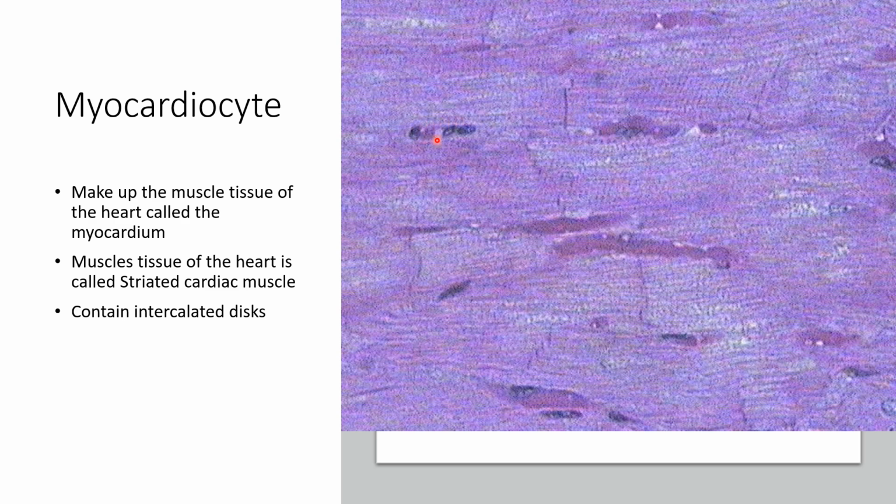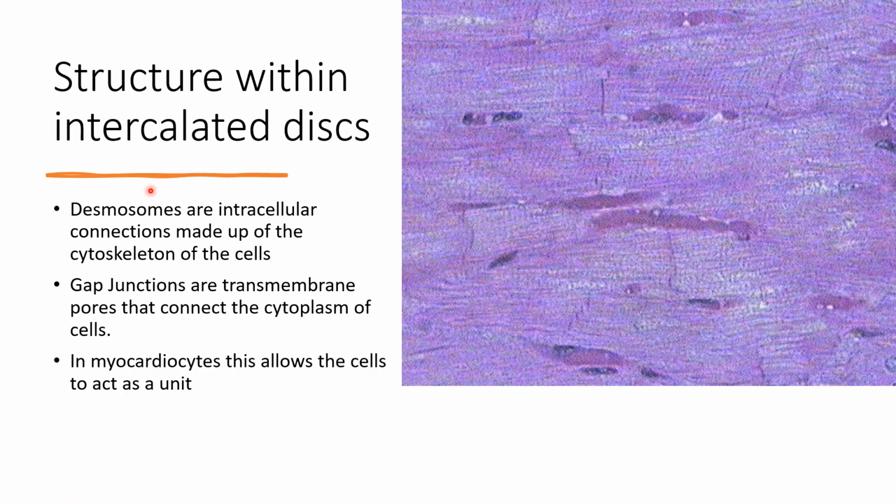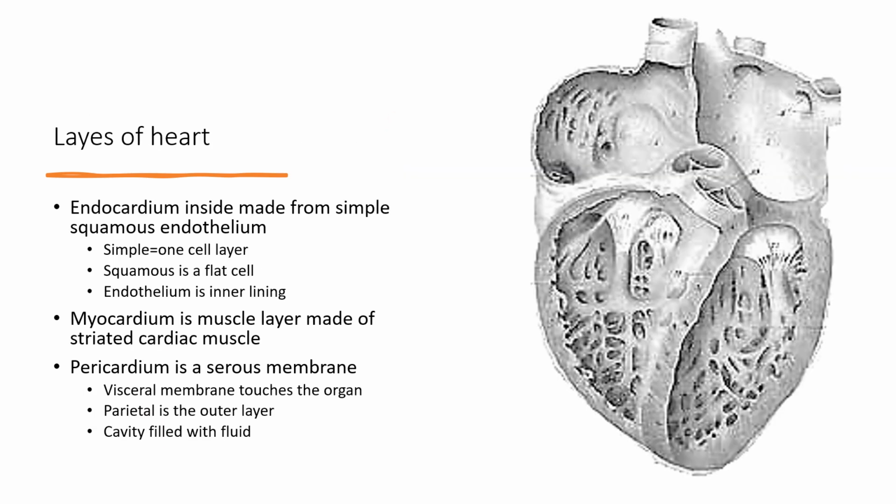Now, these big flat things you see here will be the nuclei, and the myofibrils will be making the sarcomeres here. Like I said, the structure within the intercalated disc, you have the desmosomes, which interlock the cells, and then you have the gap junctions, which form a connection between neighboring cells. This allows the myocardiocytes to function as a unit.